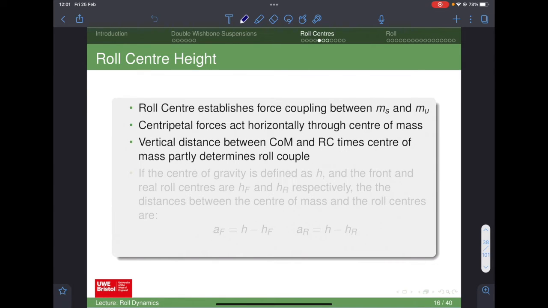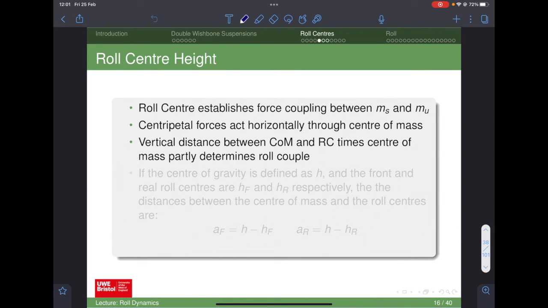Basically it's a torque, a couple. So that vertical distance times the natural force being generated on the centre of mass will give you a torque in Newton metres, a roll couple.